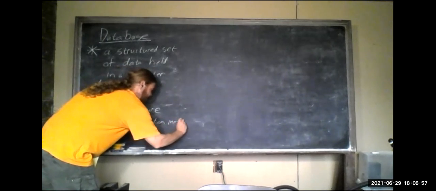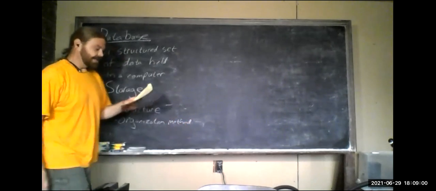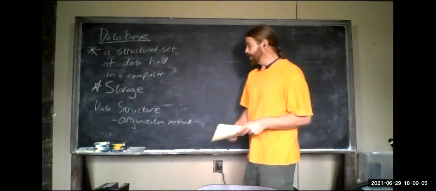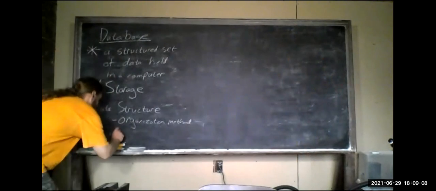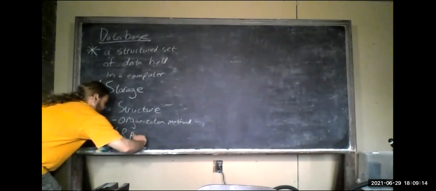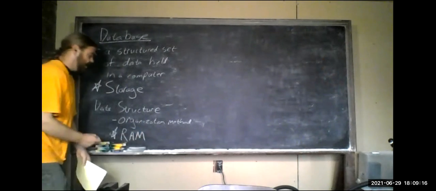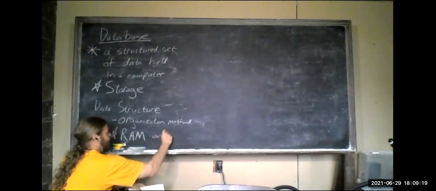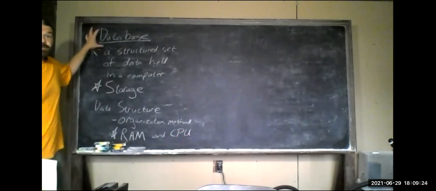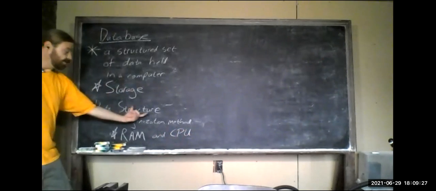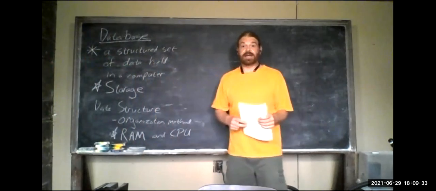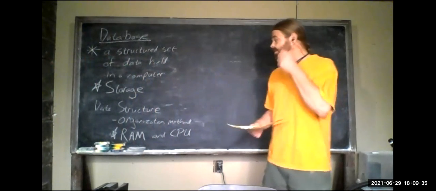I'm running out of room, so I'm just going to stop. Organization method that enables efficient access and modification of data. The keyword I wanted to write up here along with storage is that a data structure is what we use in memory and processing, memory and CPU. So databases are for storing the data, and data structures are what we use when we're working with the data for processing and moving it in and out and around memory and the registers and all of that stuff.